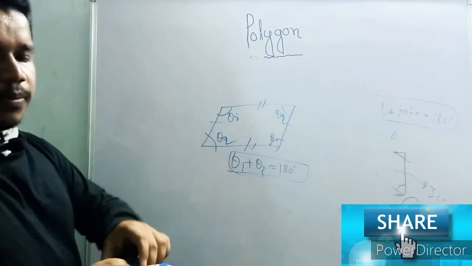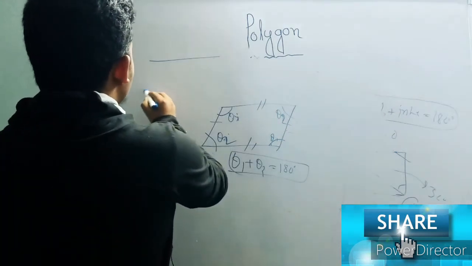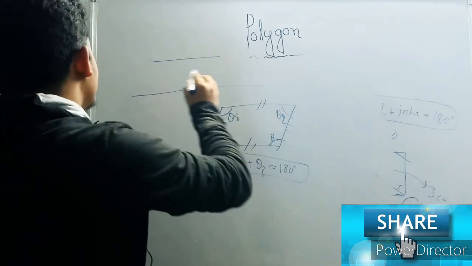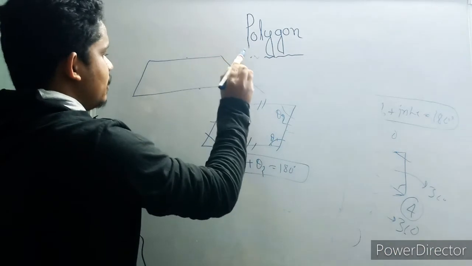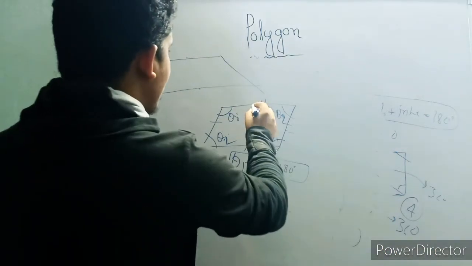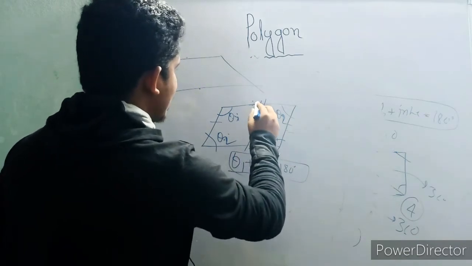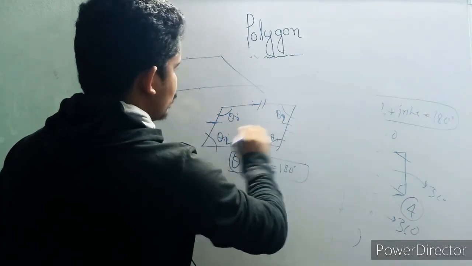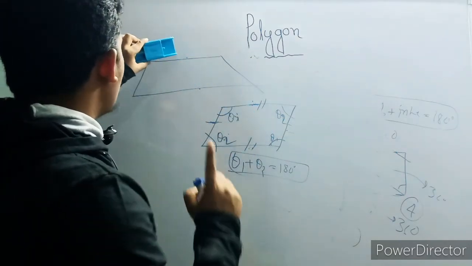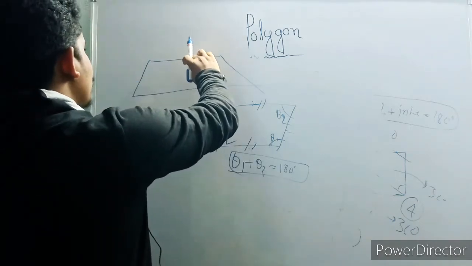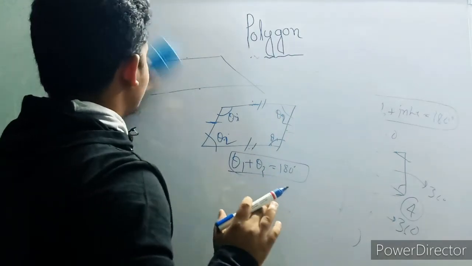In the case of a trapezium, only one thing matters: two sides should be parallel, that's it. This side should be parallel to this side, there is no doubt about it. And in the case of a parallelogram, you have to remember that two opposite sides are parallel. Only in the case of a trapezium, only one pair of opposite sides should be parallel, there is nothing else about a trapezium.